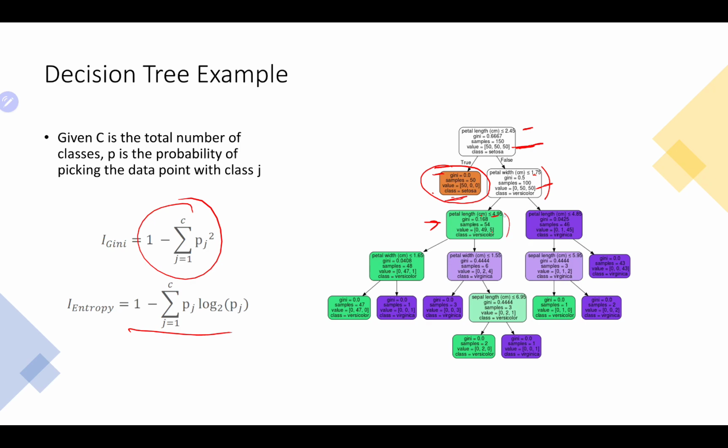And in this node, it asks another question. Again, petal length is being used. The question is whether the petal length is less than 4.95. If that's true, it will go to the left. If that's false, it will go to the right. And so on and so forth. So it goes on until it basically reaches its pure condition, right?